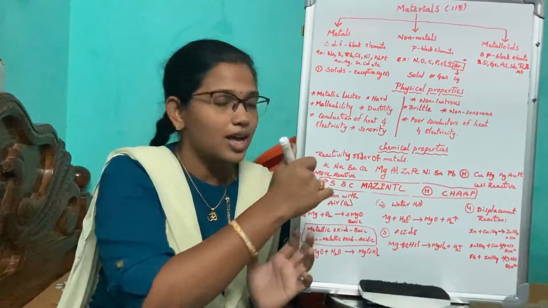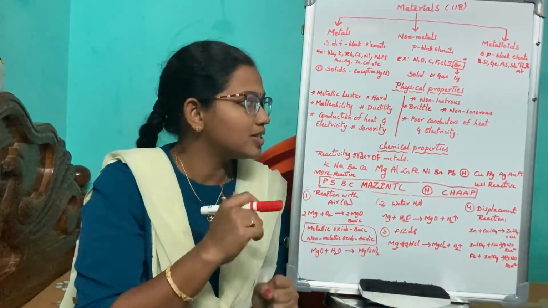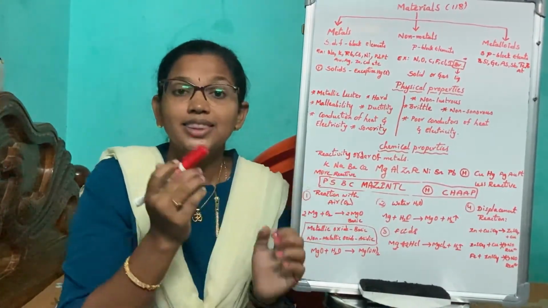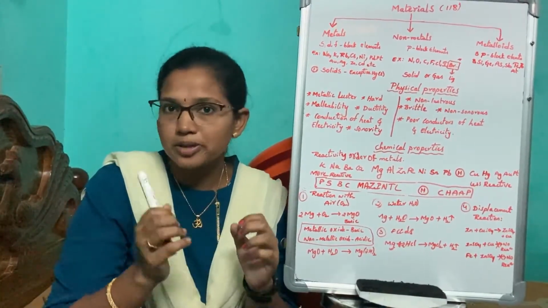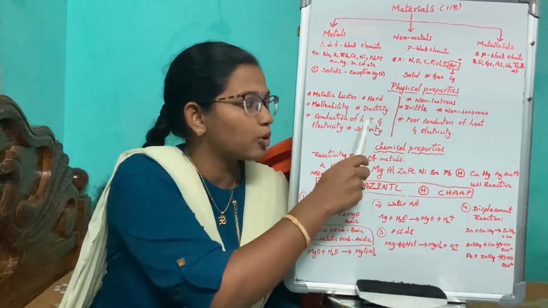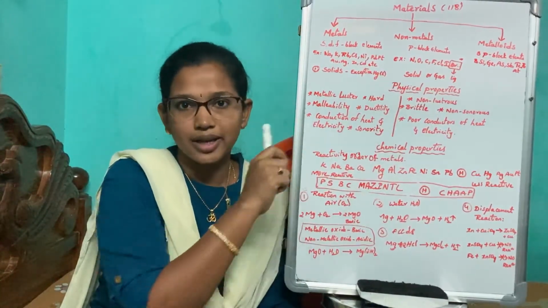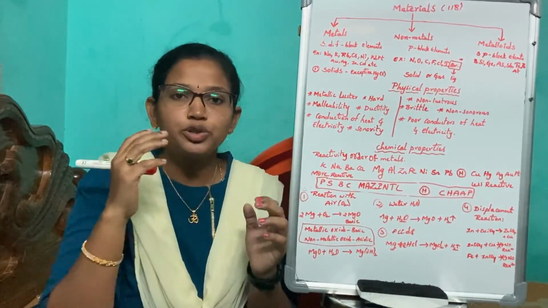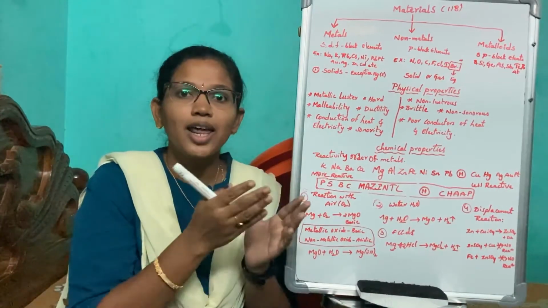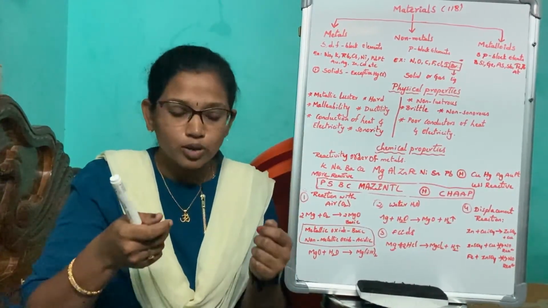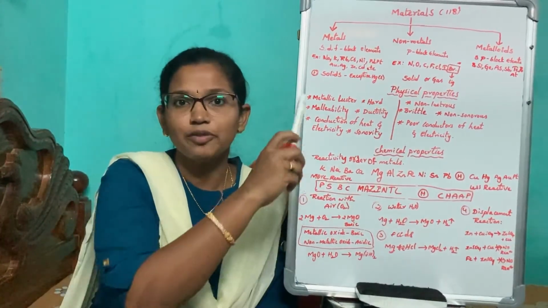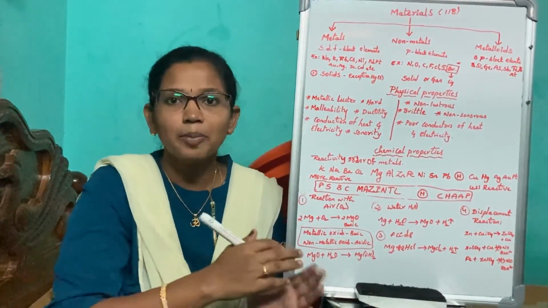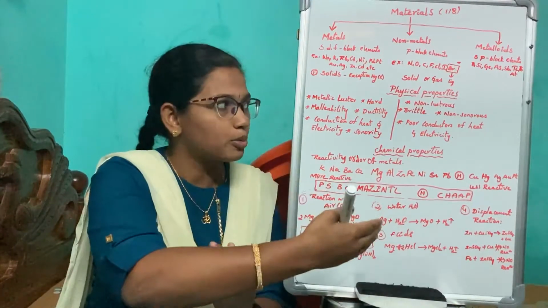Another amazing property of metals is that they can conduct heat as well as electricity. Due to the presence of free electrons, metals exhibit these two properties. Due to that reason, we use metals in all electrical appliances and cookware. Coming to non-metals, it is quite the opposite.